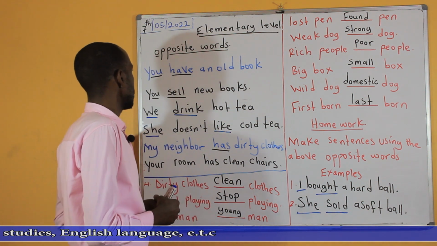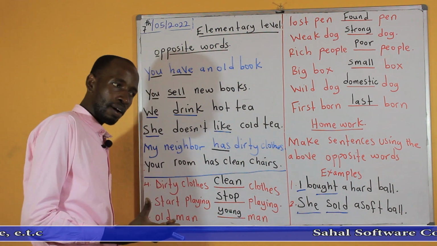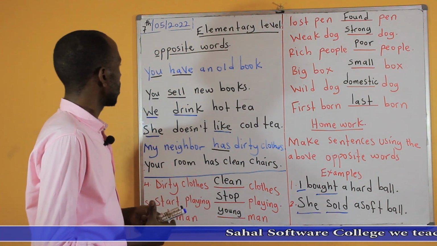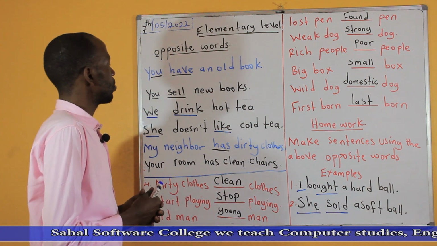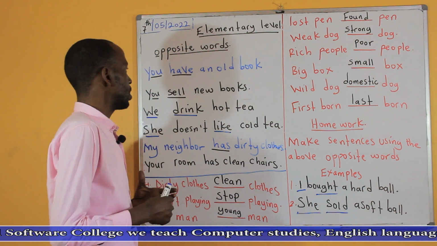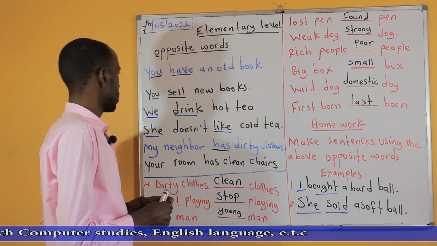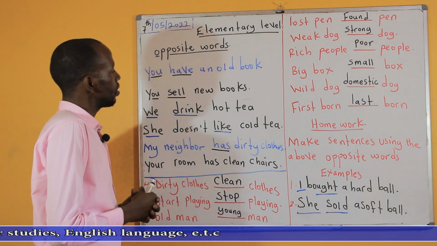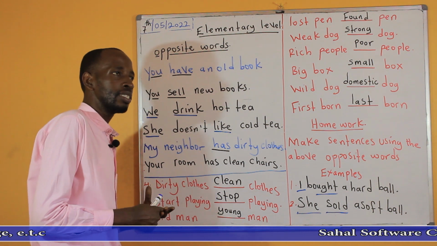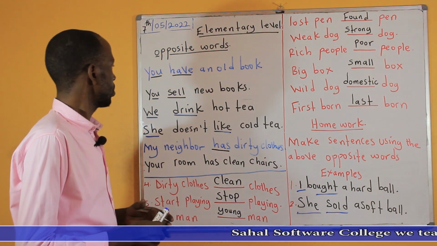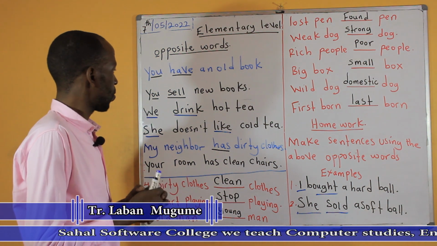Let's go to the next. You have an old book. You don't have an old book. Next, you sell new books. You don't sell new books. Next one is, we drink hot tea. We don't drink hot tea.